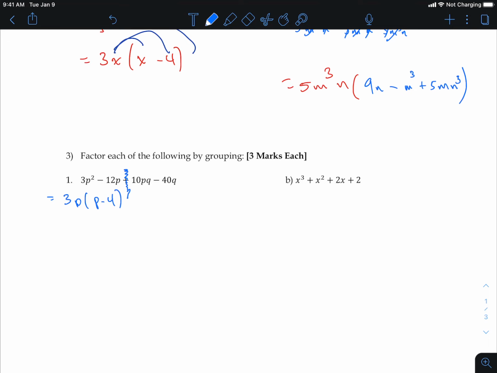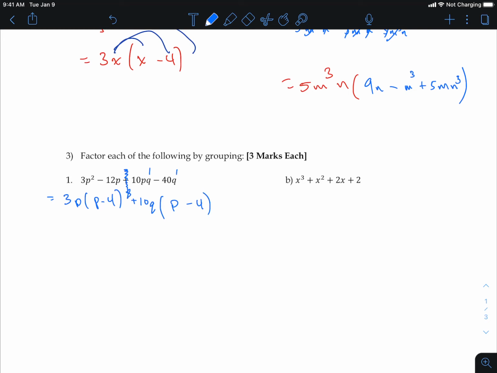In the second one, you could take out a plus 10. Is that it though? No, you can take out a q too, right? Because there's a q in both of them. So now you tell me what's left. Well, it's going to be p minus 4.